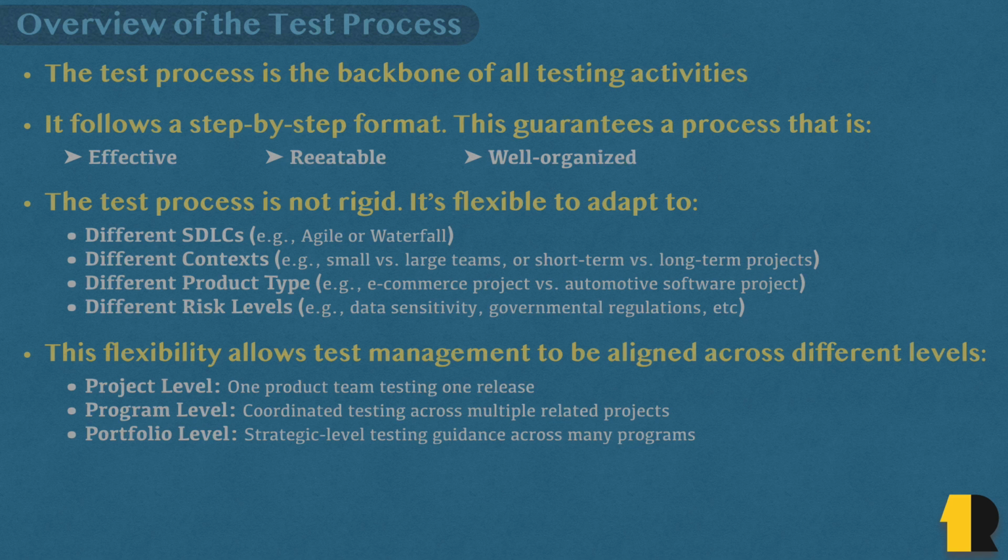Project level, and this is the most basic one. You've got one product team working on a specific release. Say your team is rolling out a new feature for a ride-sharing app like Uber. Your role as a test manager here is to lead a small team, maybe a couple of testers, some developers, and the product owner. Your job is to ensure a smooth and successful release of that new feature. It's like managing a single pizza delivery. You've only got one order, and your job is to get it to the customer hot and on time.